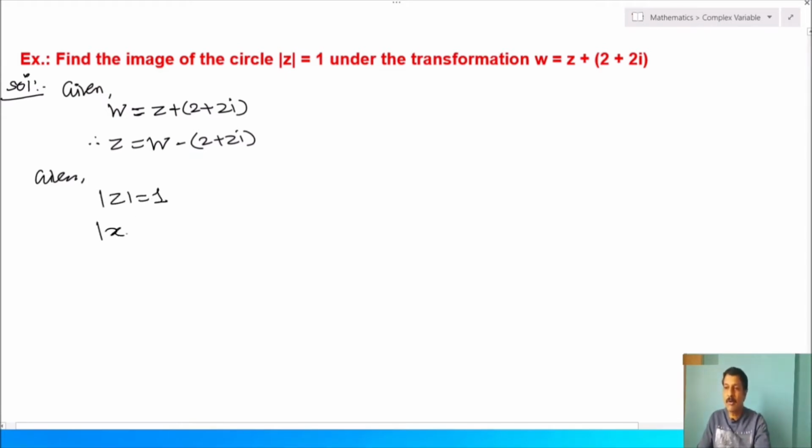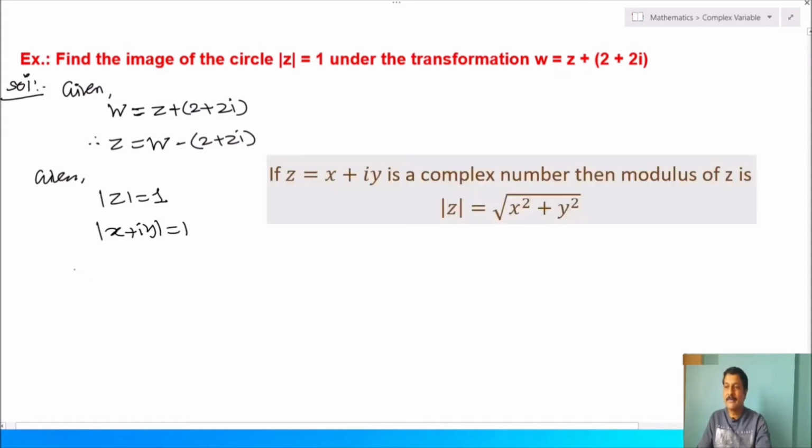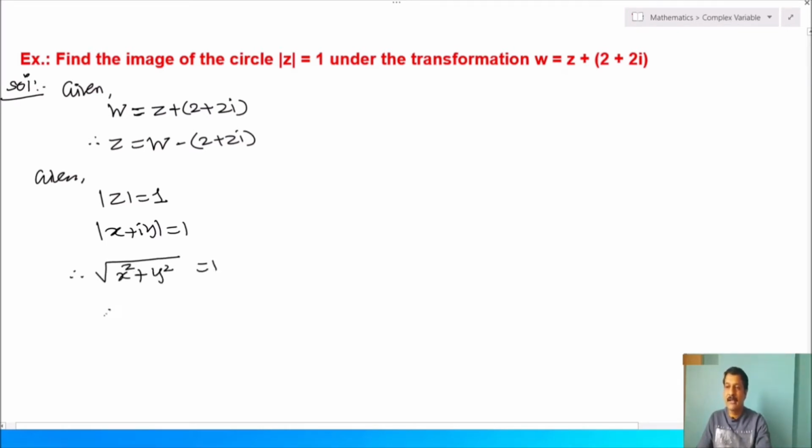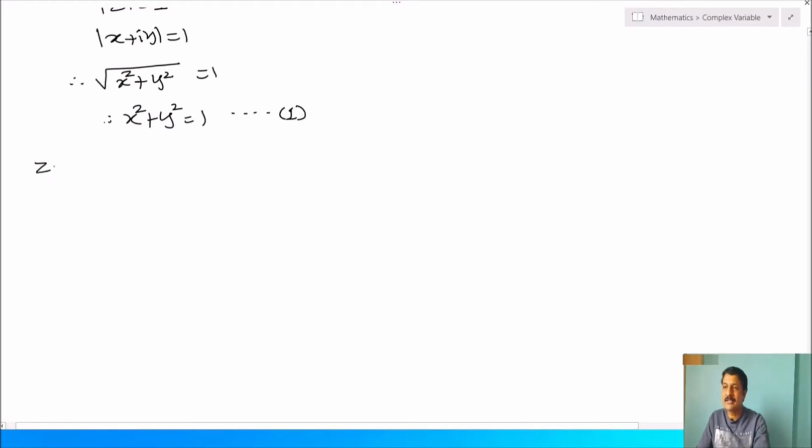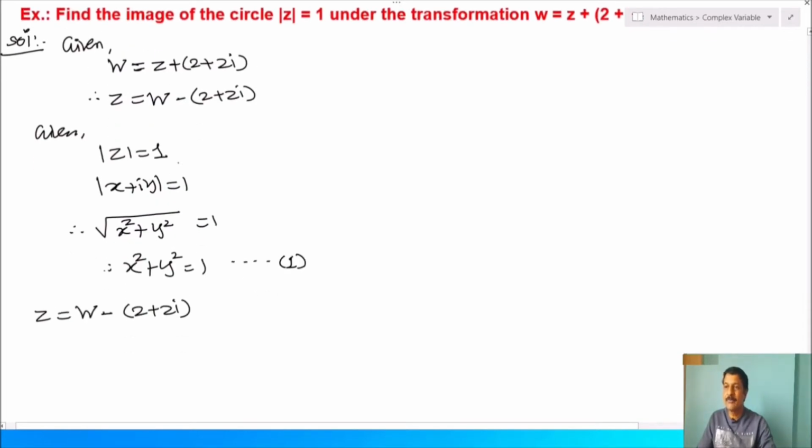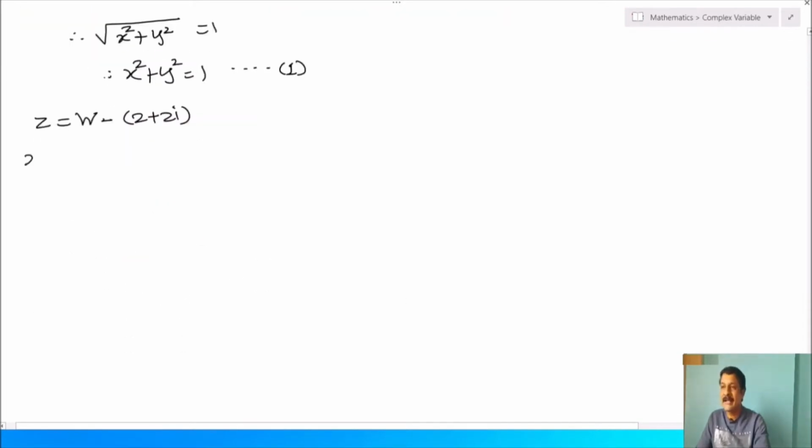What is the mod? Mod of x plus iy equal to 1. It means that I am getting under root of real part square plus imaginary part square equal to 1, and therefore x square plus y square equal to 1. So from this you find the value of x, the value of y and substitute in this equation. So it is equation number 1. Now the given transformation is Z equal to W minus 2 minus 2i. So what is Z? It is x plus iy. And what is W? u plus iv minus 2 minus 2i.